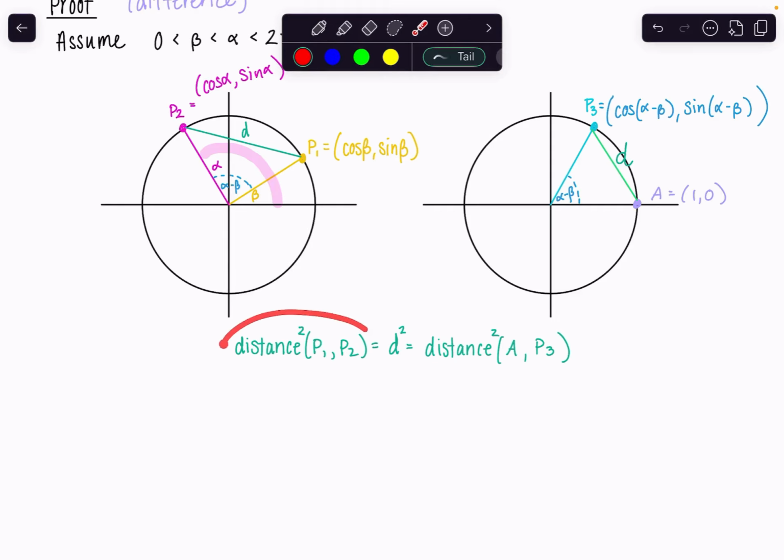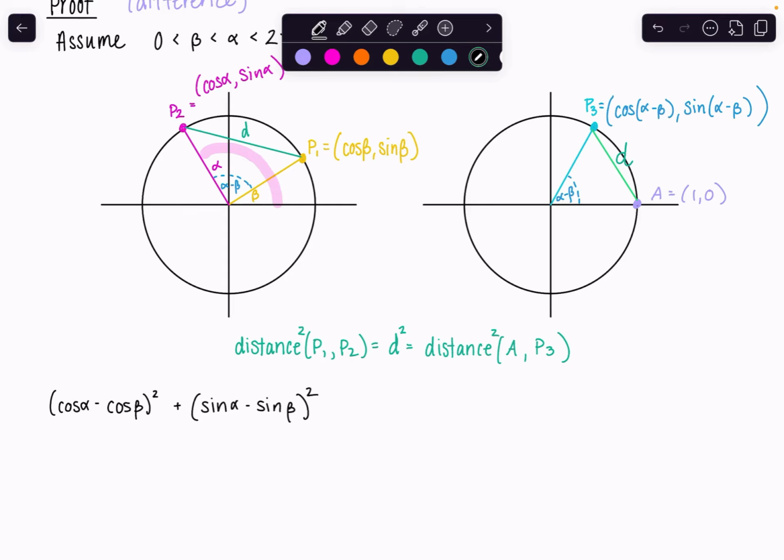So starting over on this side, if I look at the distance between these 2 points, I take the difference in x values squared. So that would be cosine of alpha minus cosine of beta squared. And then I add the difference in y values squared, which is sine of alpha minus sine of beta.